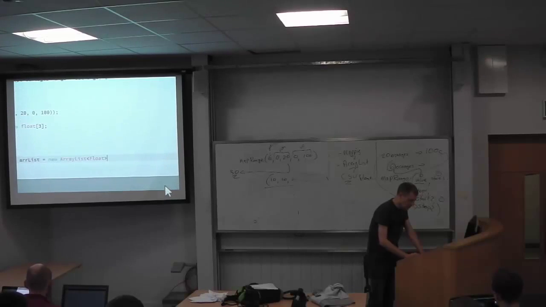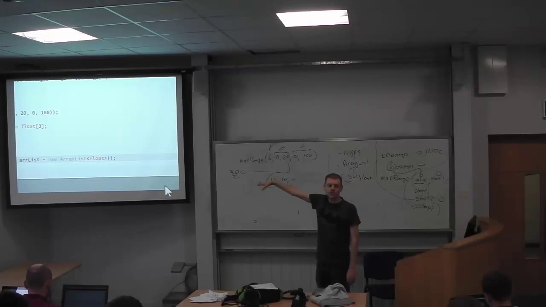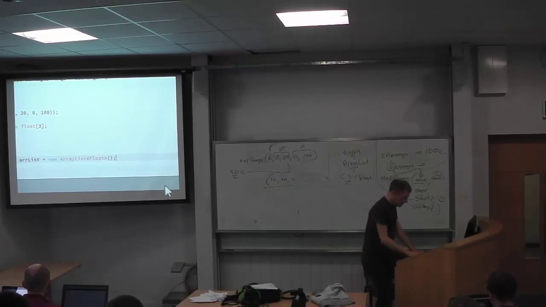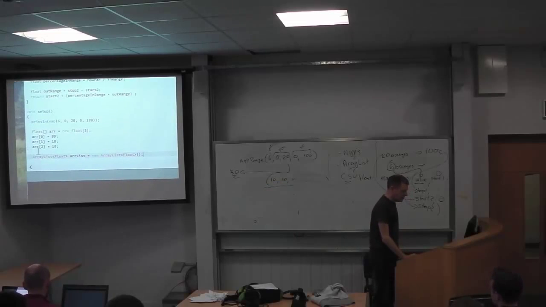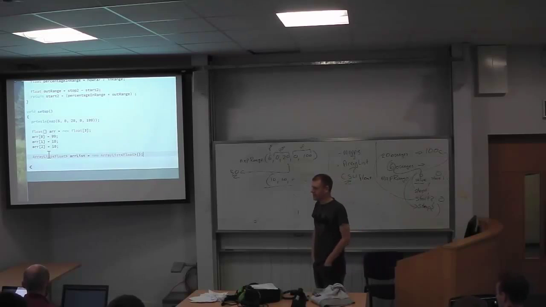Float with an uppercase F, and then open and close brackets like that. So the syntax, as you can see, is completely different. It doesn't look at all like an array, but it is in fact something that we can use in a similar way to an array. We can just allocate it in a completely different way. That's what an array list looks like.